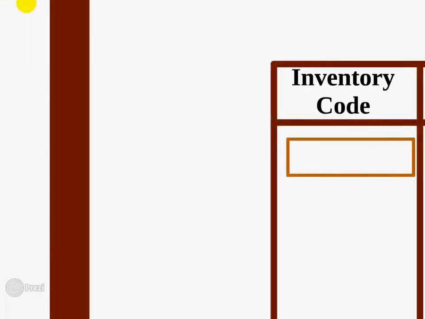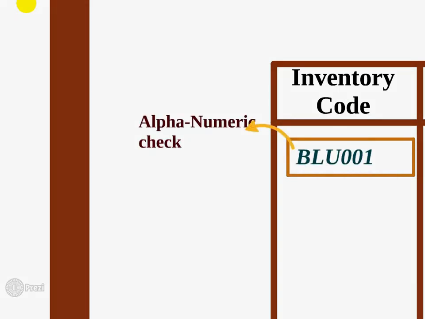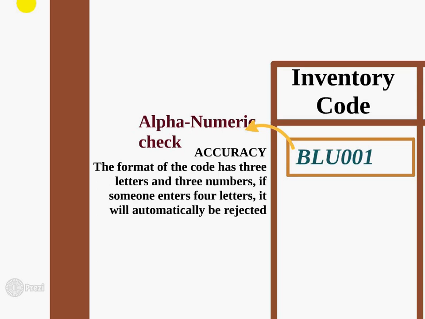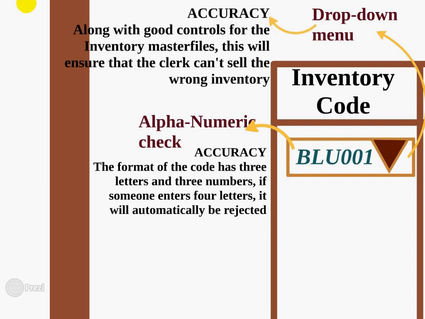Let's take a look at the controls around our inventory code. This would have, or could have, an alphanumeric check in the field. This would help with accuracy. The format of the code has 3 letters and 3 numbers. If someone enters 4 letters, it will automatically be rejected. You could also have drop-down menus, and this would help achieve accuracy. Along with good controls for the inventory master files, this will ensure that the clerk can't sell the wrong inventory.